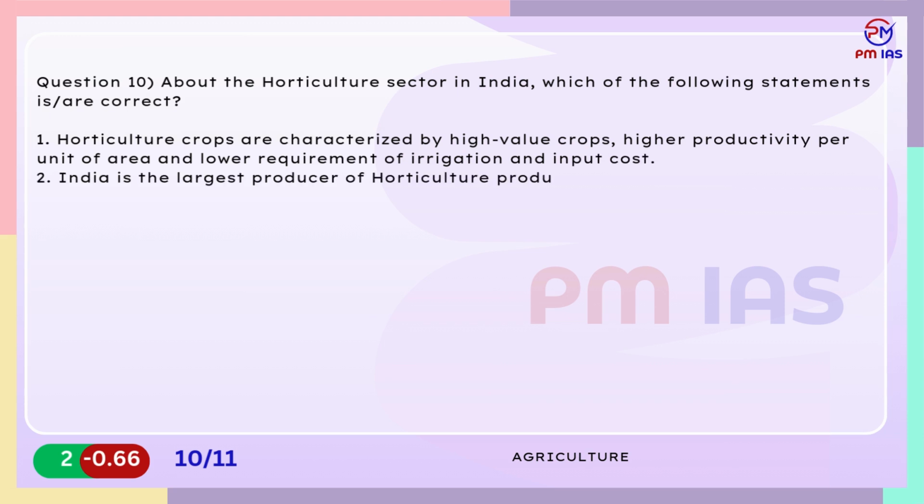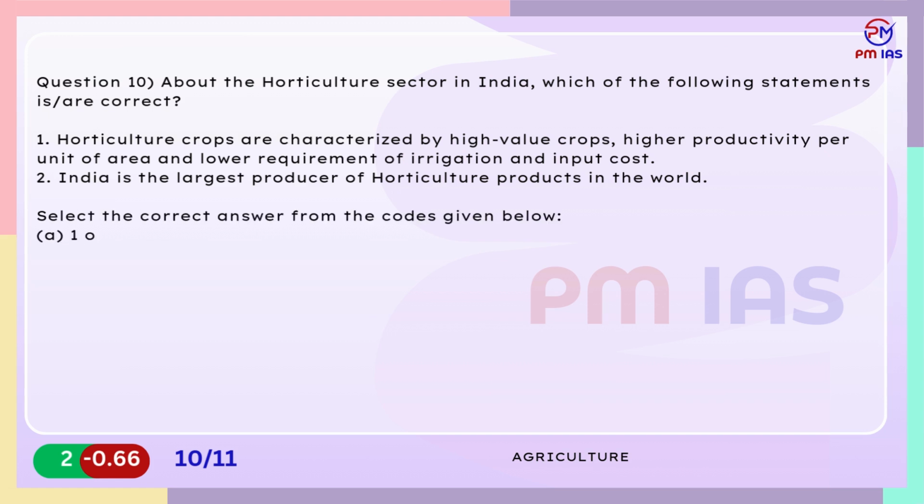Select the correct answer from the codes given below. A. 1 only. B. 2 only. C. Both 1 and 2. D. Neither 1 nor 2.